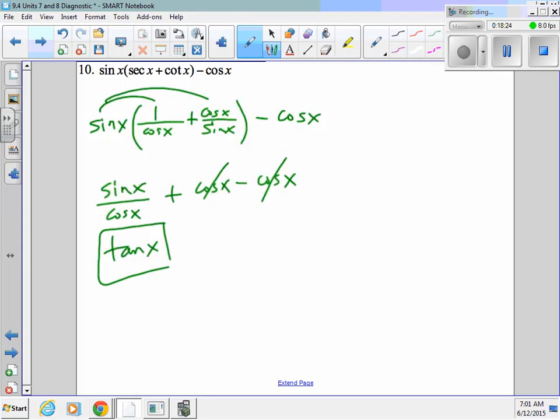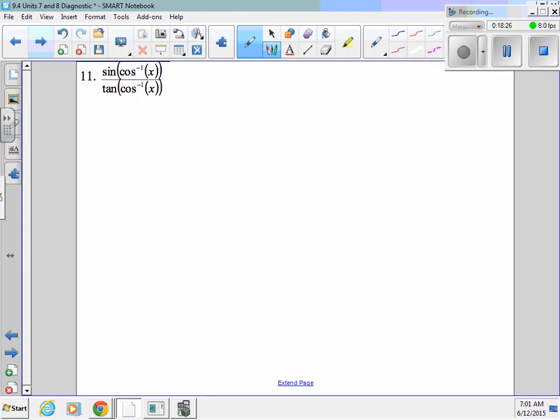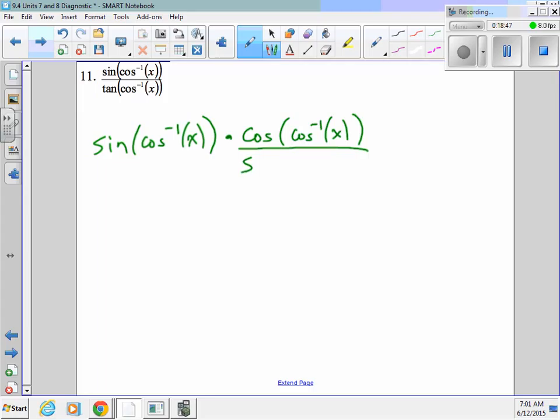See? Simple. All right, number 11, I have sine of inverse cosine of x over tan of inverse cosine of x. Well, sine of inverse cosine, not a lot I can do with that. But I can do something with the tangent. When I have 1 over tangent, that's cotangent. And cotangent is cosine over sine. So it's cosine of cos inverse. I'm not changing what's inside the trig functions.